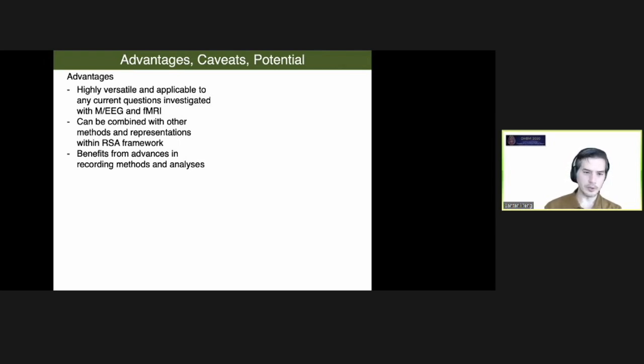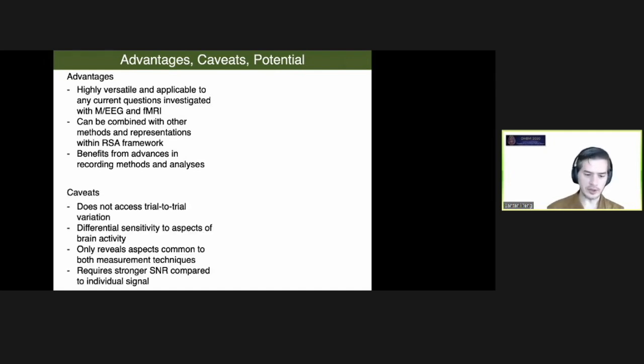Okay, so we've seen some of the advantages and applications of this approach. It's highly applicable to any current questions that are accessible to spatiotemporal imaging. It can be combined with other methods and representations within the RSA framework. Your RDMs can come from computational models or behavior, right? And any given method that improves the SNR, for example, of one of these components will benefit the entire fusion framework. It's a thing that benefits from any of its individual components being improved.